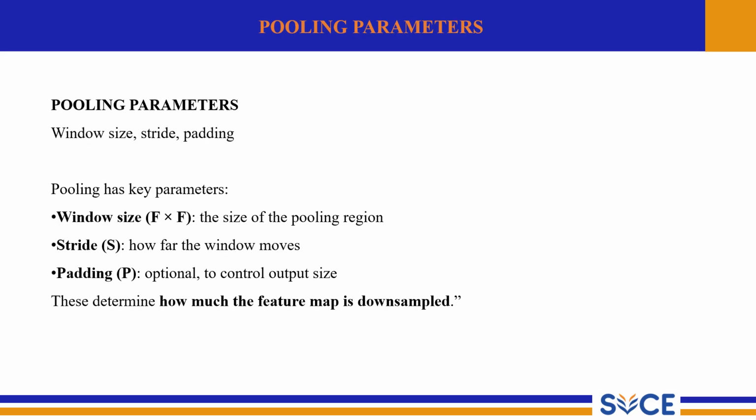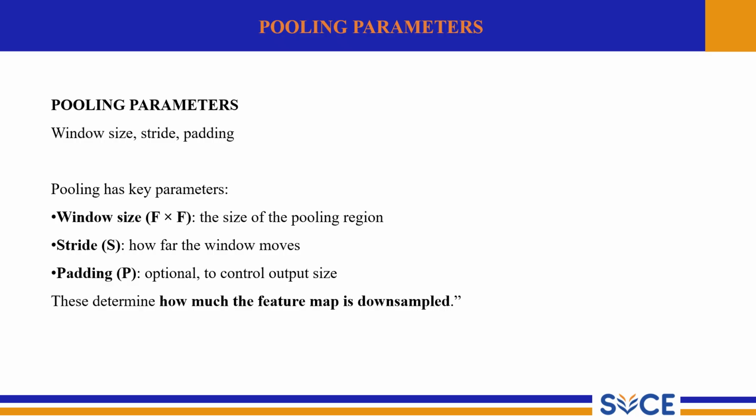Pooling parameters in CNN. Pooling has a few important parameters that determine how it works and how much it reduces the size of the feature map. So let's go through them. First, window size, F by F. This is the size of the patch or region the pooling operation looks at. For example, a 2 by 2 window means the pooling layer considers 2 rows and 2 columns at a time. The window size determines how much we downsample the feature map. The larger the window, the more the size is reduced.